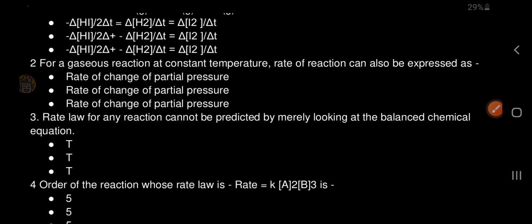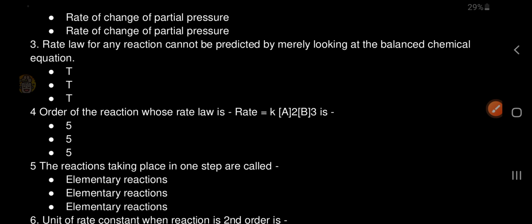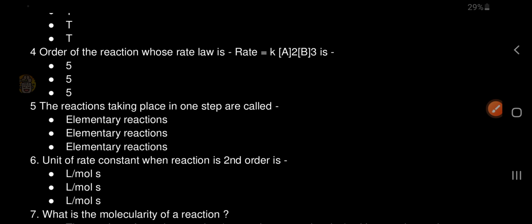Order of the reaction whose rate law is rate equal to k [A]^2 [B]^3 is 5. The reactions taking place in one step are called elementary reactions.